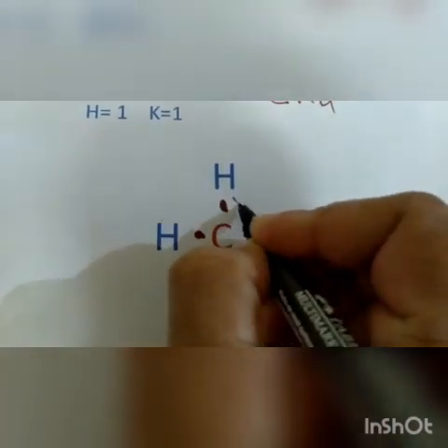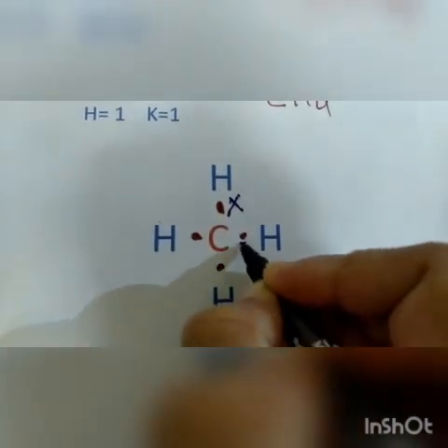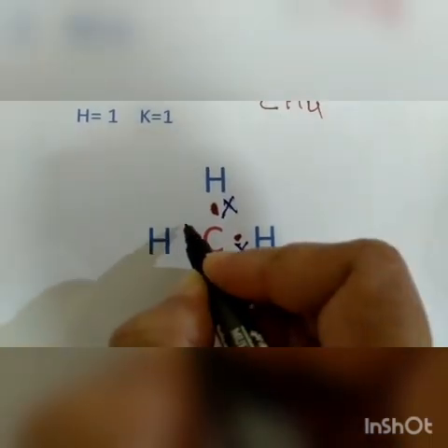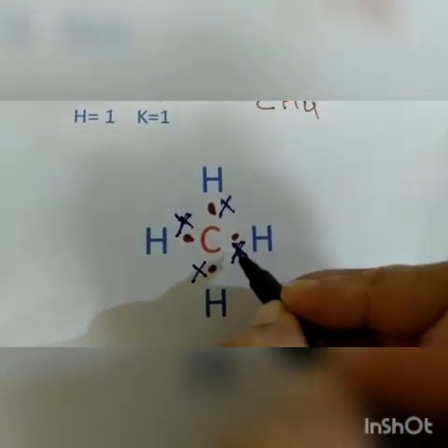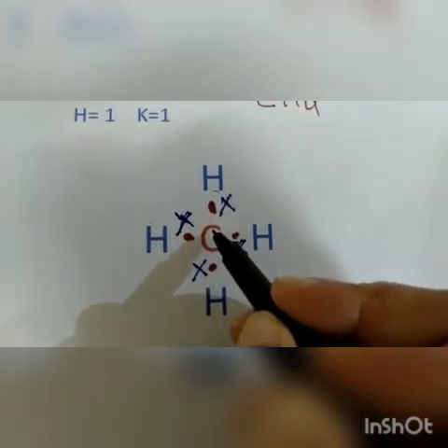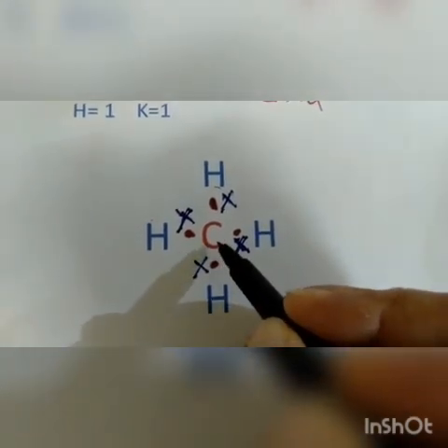We will draw the electrons of hydrogen also. This is 1 electron, this is another electron, this is this, and this is this electron of hydrogen. So it is very easy, students. All the hydrogen will share their electron with carbon. This hydrogen will share its electron with this carbon, this hydrogen with this carbon, this will also share with this carbon, and this will also share with this carbon.